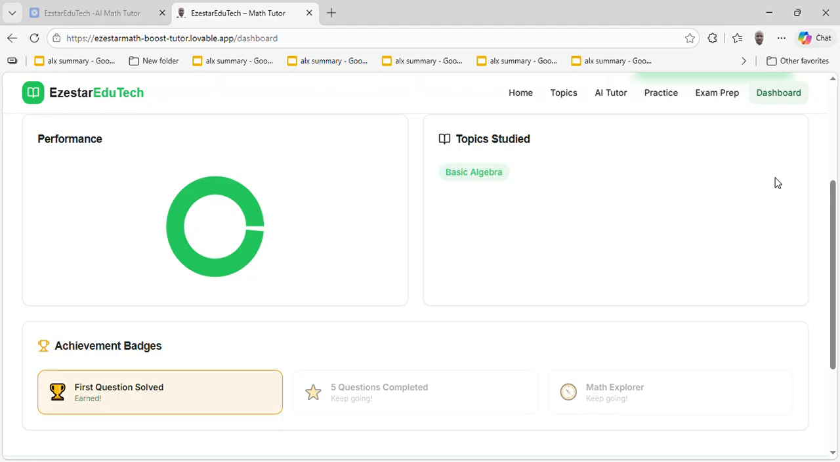So, thank you very much. This is EzestarEduTech, giving every one of the Nigerian students access to equal mathematics help freely at any time.